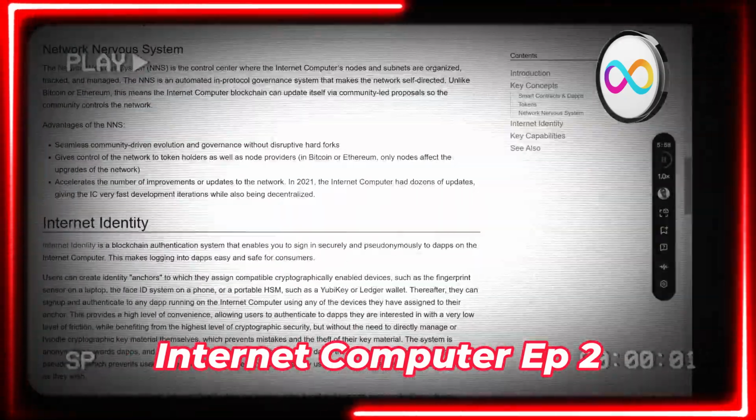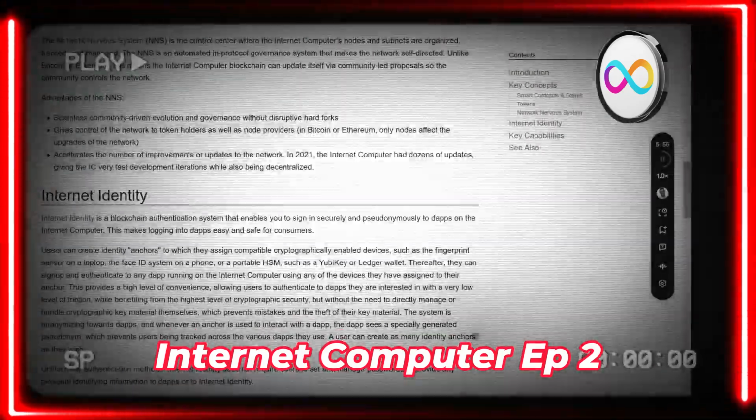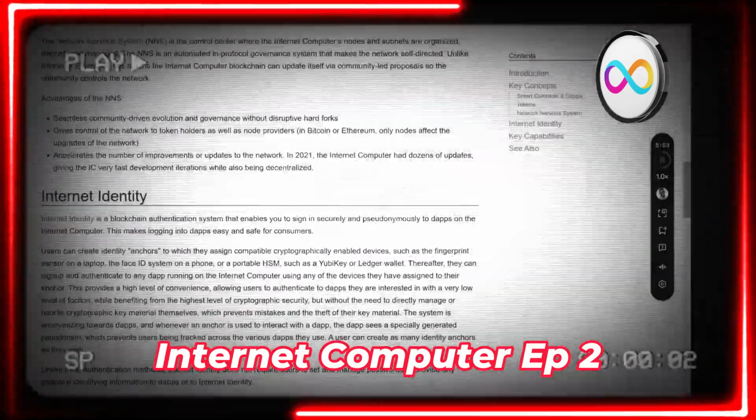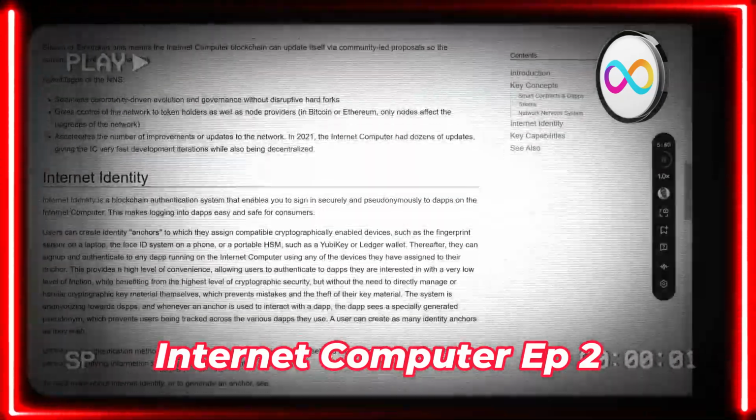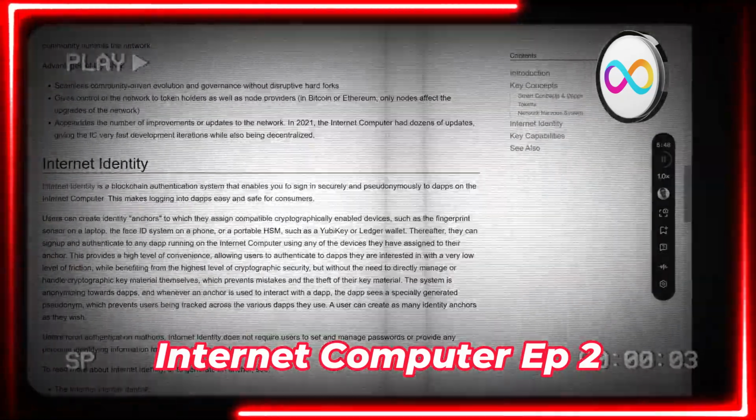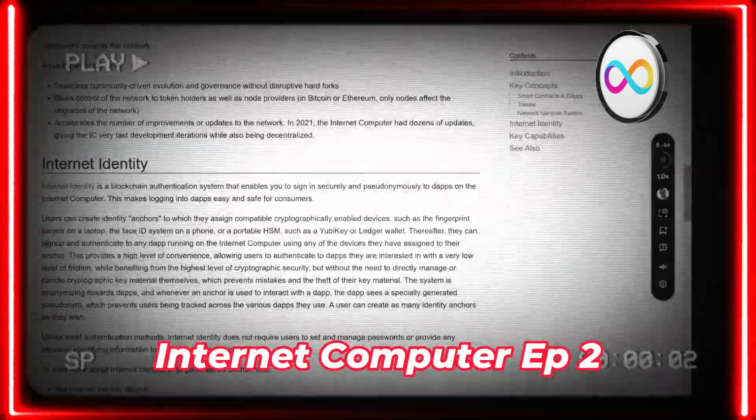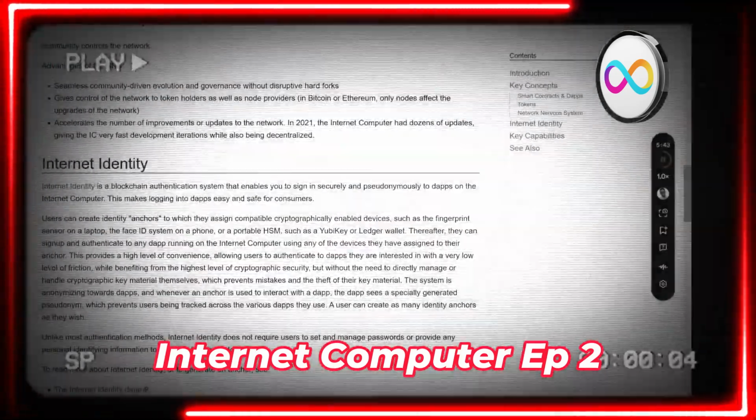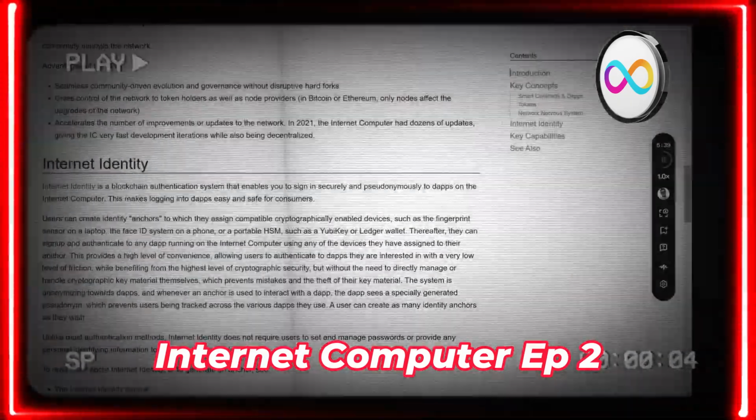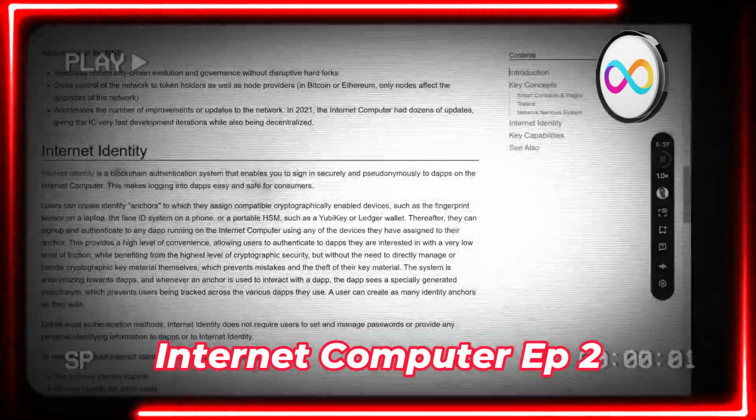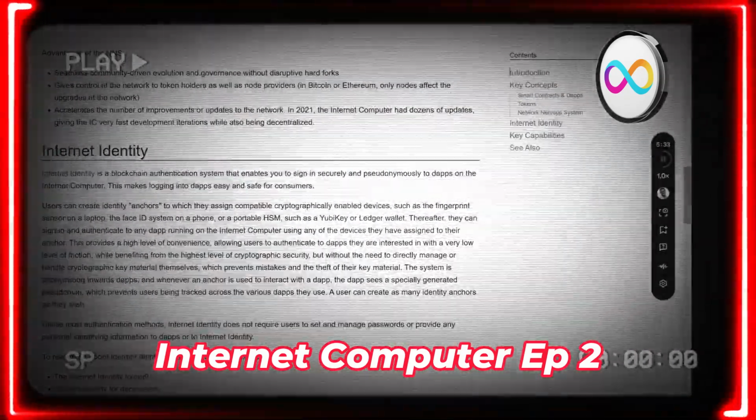Internet Identity. Internet Identity is a blockchain authentication system that enables you to sign in securely and pseudonymously to dApps on the Internet Computer. This makes logging into dApps easy and safe for consumers. Users can create identity anchors to which they assign compatible cryptographically enabled devices such as the fingerprint sensor on a laptop, the Face ID system on a phone, or a portable HSM, such as a YubiKey or Ledger wallet. Thereafter, they can sign up and authenticate to any dApp running on the Internet Computer using any of the devices they have assigned to their anchor.